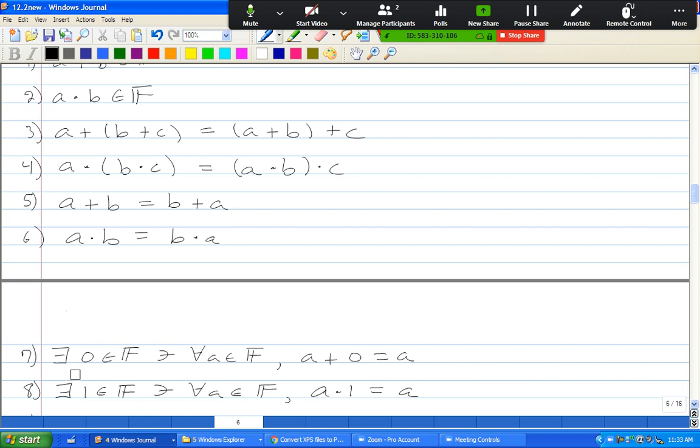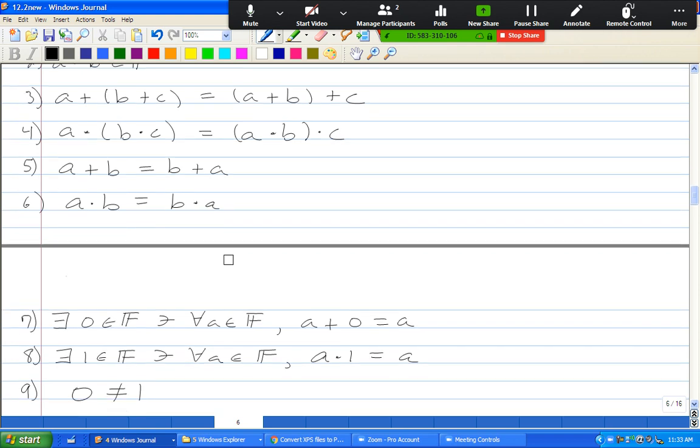There also exists a multiplicative identity. So there exists a number 1 in your field, such that for every A in your field, A times the multiplicative identity is the same value, A. And by the commutative property for multiplication, we have that it's also a left multiplicative identity.